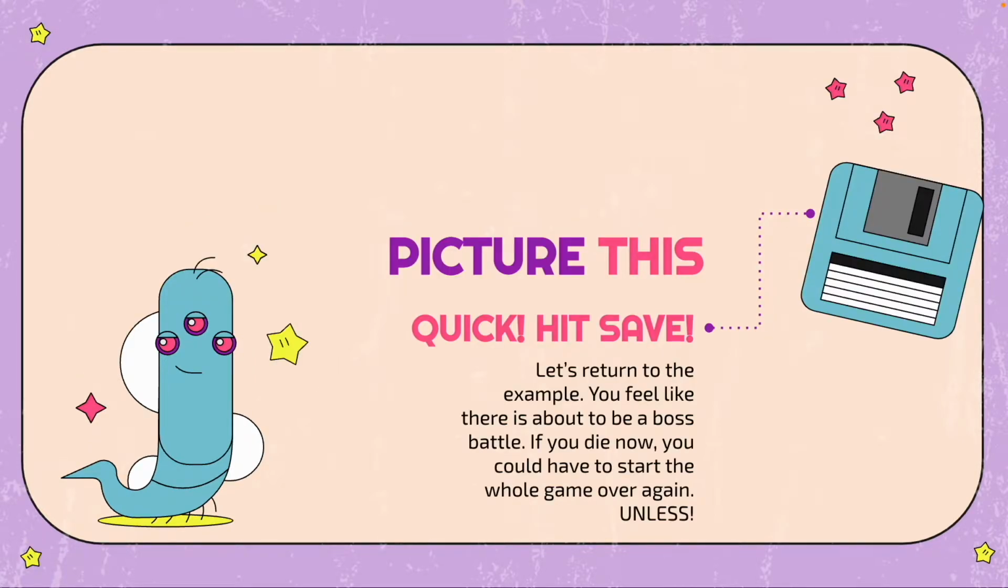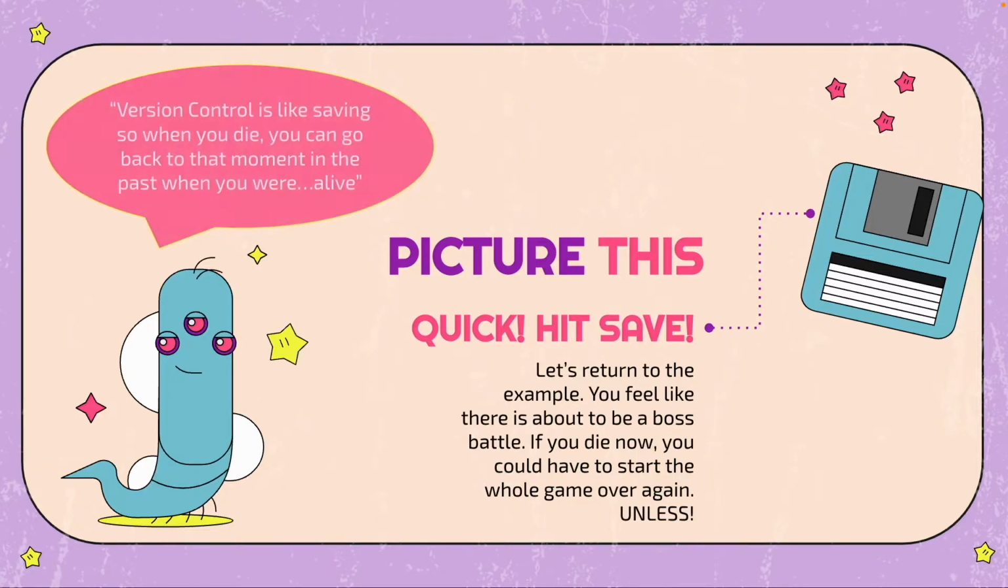So let's go back to that example. You feel like there's about to be this boss battle and you might die. And if you die now, you could have to start the whole game over, unless you smash that save button. Version control is like saving so that when you die, you can go back to that moment in the past in the game when you were like not dead, you were alive.